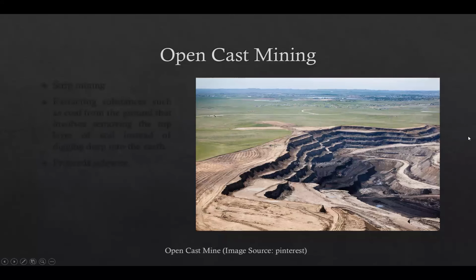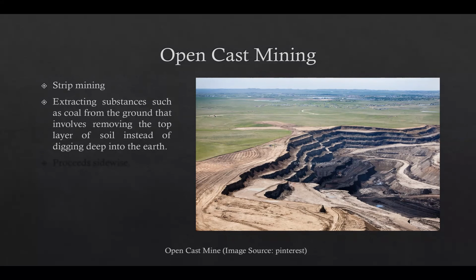The next one is open cast mining, which is also known as strip mining. It is a method of extracting substances such as coal from the ground that involves removing the top layer of the soil instead of digging deep into the earth. Unlike open pit mining, which proceeds downwards, open cast mining usually proceeds sideways.